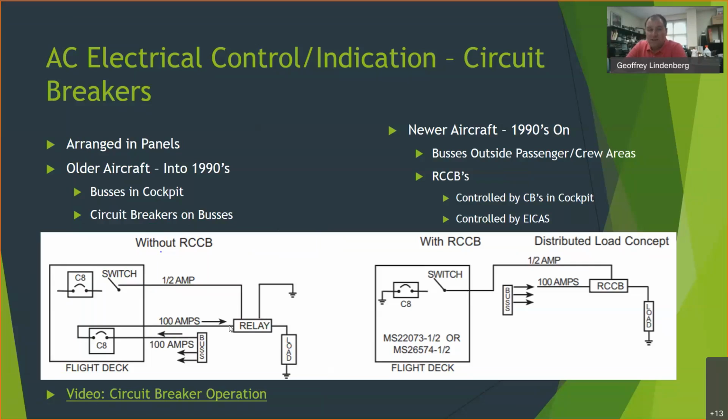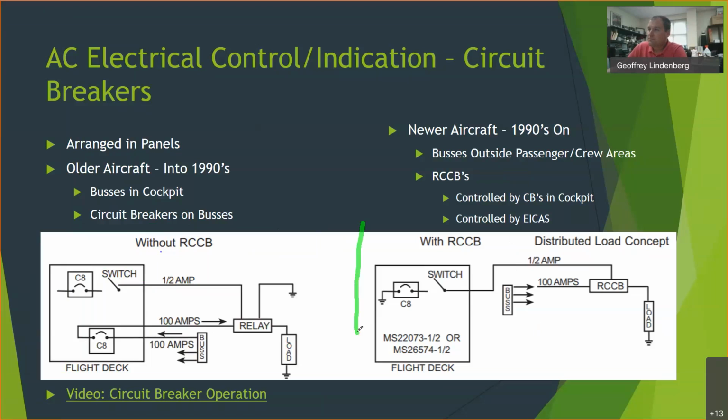So in the 1990s and on, the engineers that designed these electrical systems tried to move as much high current, and nowadays as much electrical altogether, out of the flight deck. One of the big ways they've been doing this is with what's called a remote control circuit breaker. Here's an example of that setup. In this case, the example on the right uses an RCCB, a remote control circuit breaker.